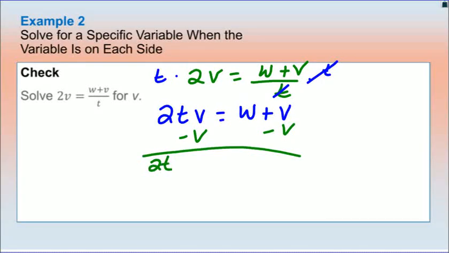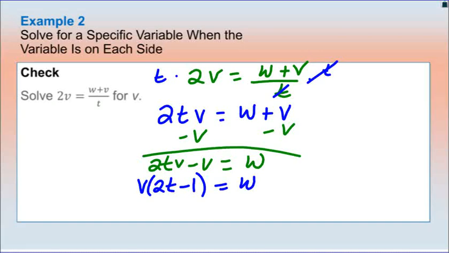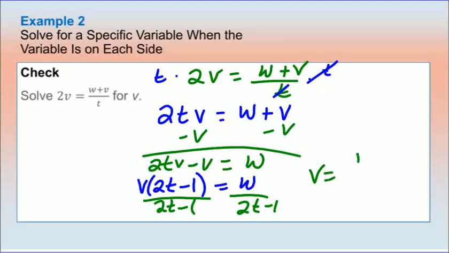I need all the v's on one side, so I'm going to subtract v, and I'm left with 2tv minus v equaling w. To get my v's, I need to factor out v, leaving 2t minus 1, because if I multiply v times 2t, I get 2tv, and v times 1 is minus v, equals w. My final step to get v by itself is to divide everything by 2t minus 1. I'm left with v equaling w over 2t minus 1.